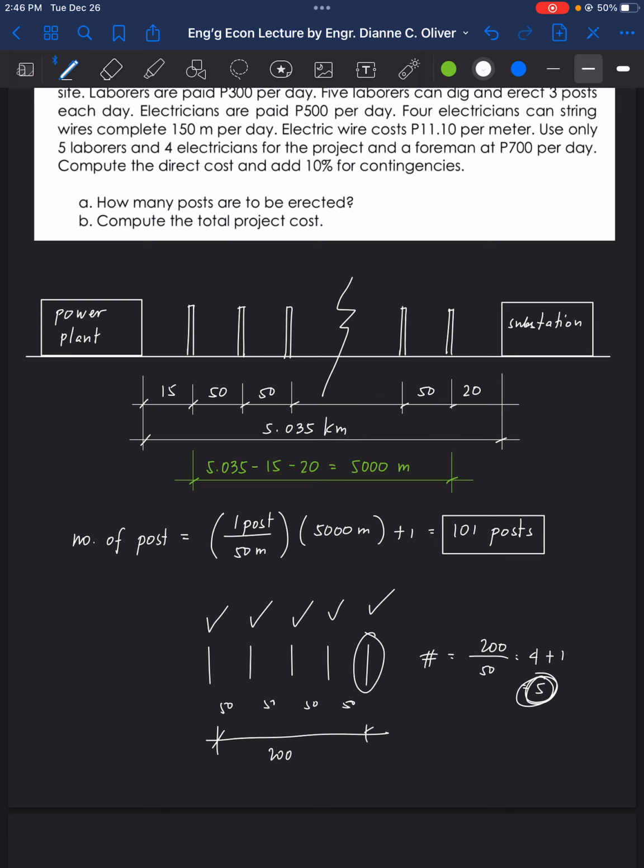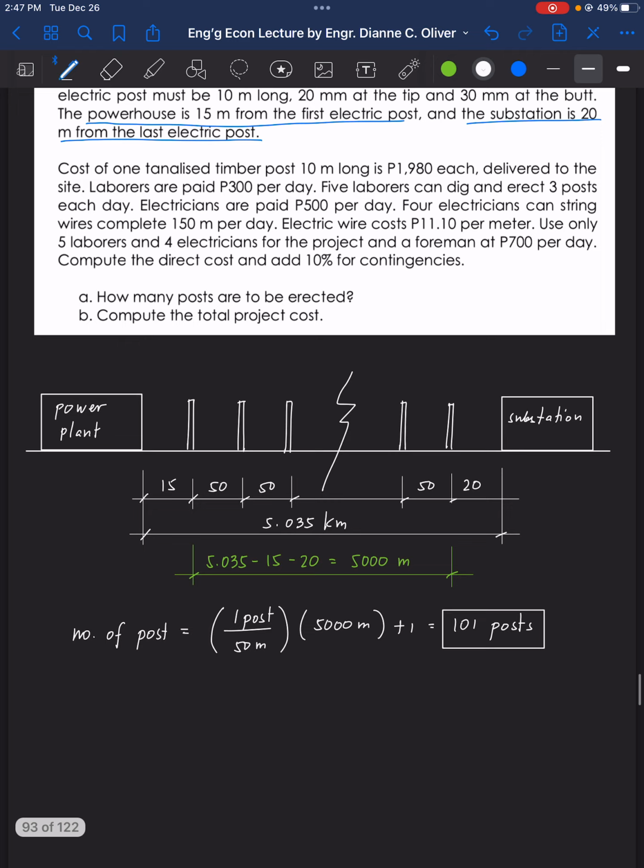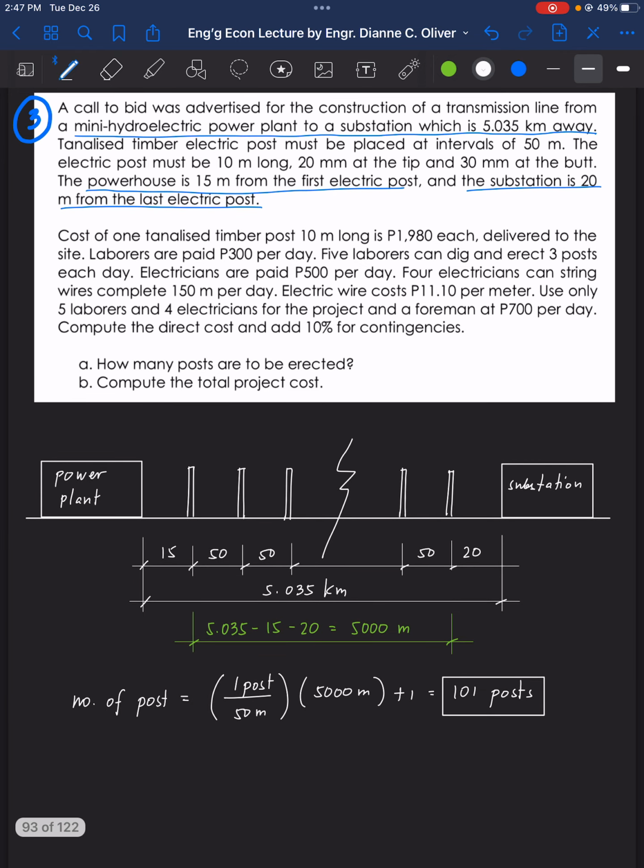So the same logic is what we did here for the total number of posts in our problem. The total distance from the first post to the last post divided by the space in between them, plus 1 for the last post, and that's a total of 101 posts or electric posts. Let's go to letter B. Compute the total project cost.